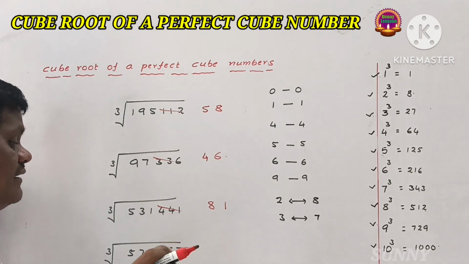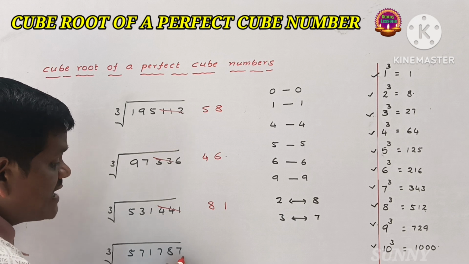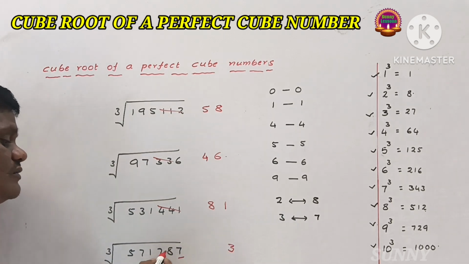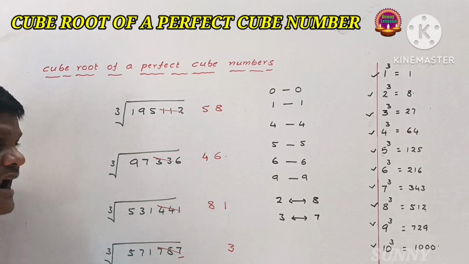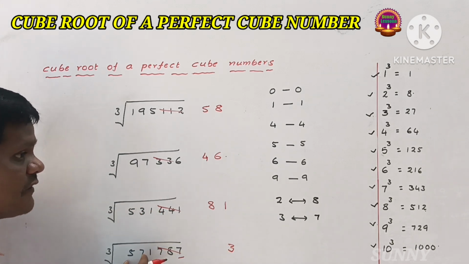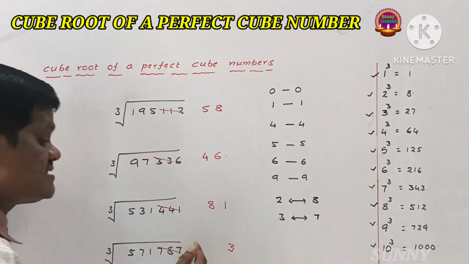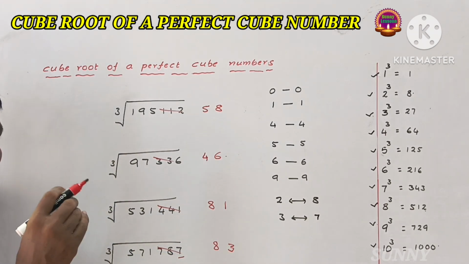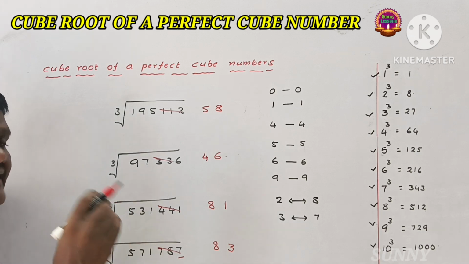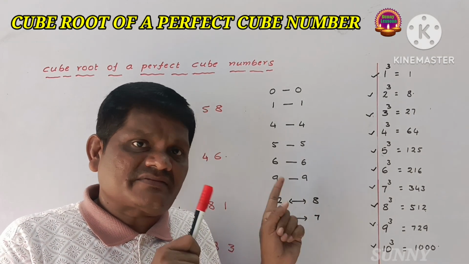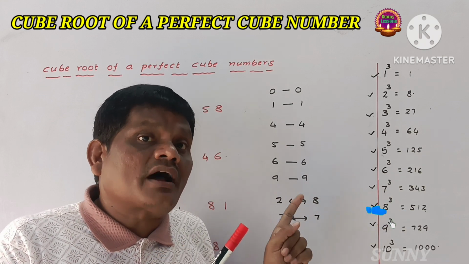Cube root of 571787. Check when the perfect cube number ends with 7. It is 3. Strike out the last 3 digits, and the nearest perfect cube number of 571 is 512. That means 8 cube. So cube root of 571787 is 83.